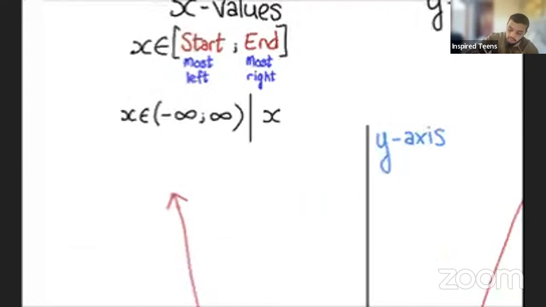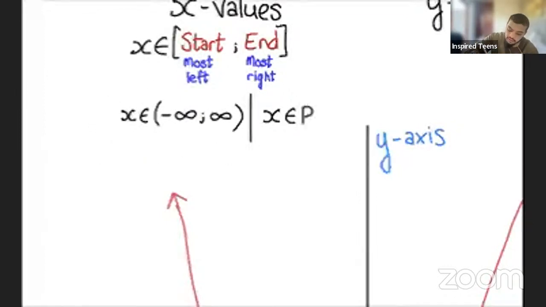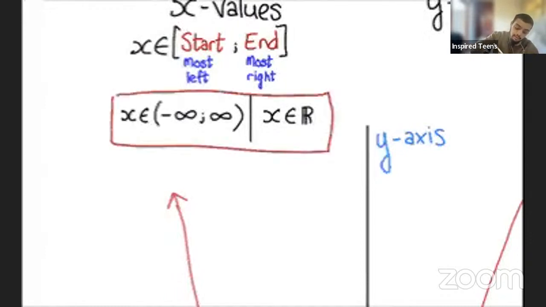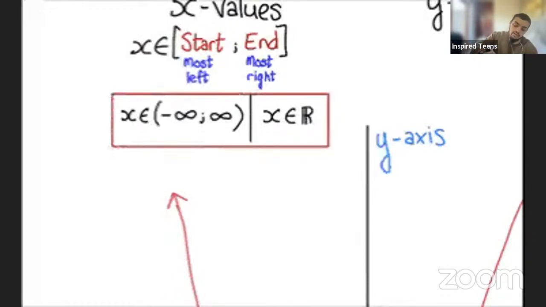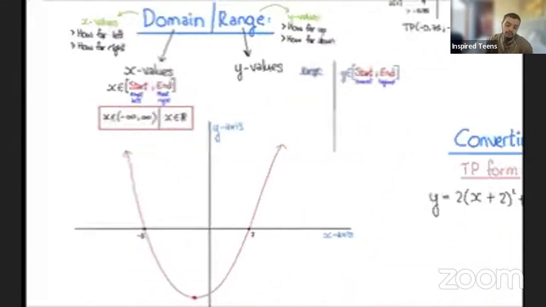Or the other way we can express this, because all the real numbers are here, from negative infinity to positive infinity, whenever that's the case, we say x is an element of real numbers. So that's the other way to write the domain of a parabola. X is an element of real numbers, and this is constant, by the way. This is for every single parabola. Parabolas don't change in their domains. This is a constant domain for a parabola graph.